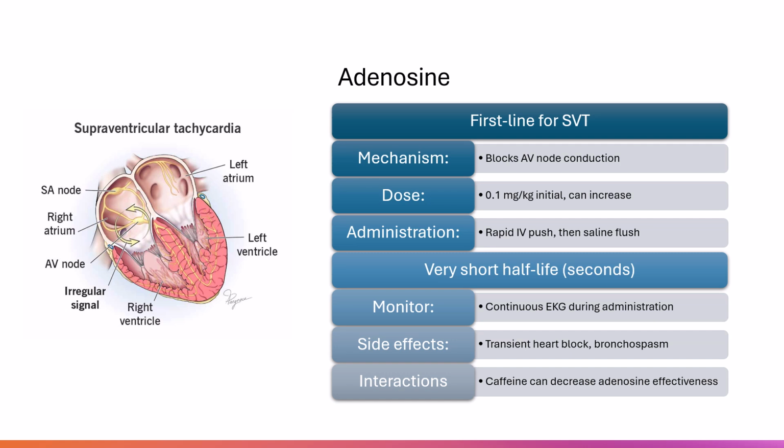You may see a question about the management of supraventricular tachycardia. Adenosine is your first-line agent for supraventricular tachycardia in neonates. It works by temporarily blocking AV node conduction, interrupting the re-entry circuit causing the tachycardia. The starting dose is 0.1, which can be increased if needed.